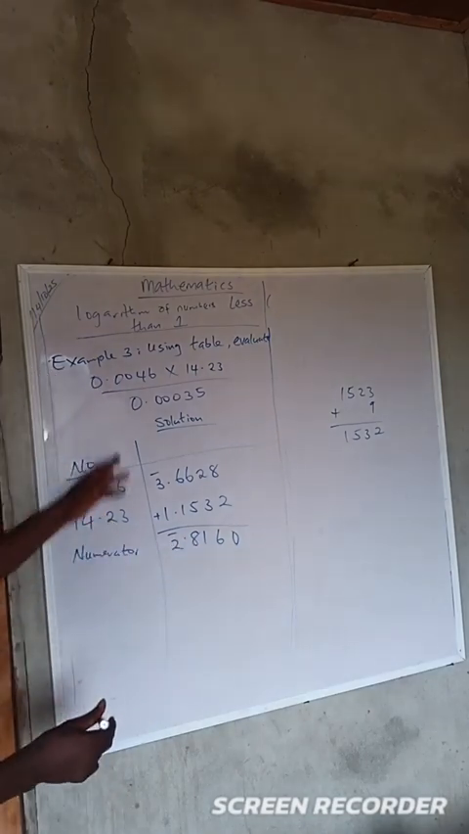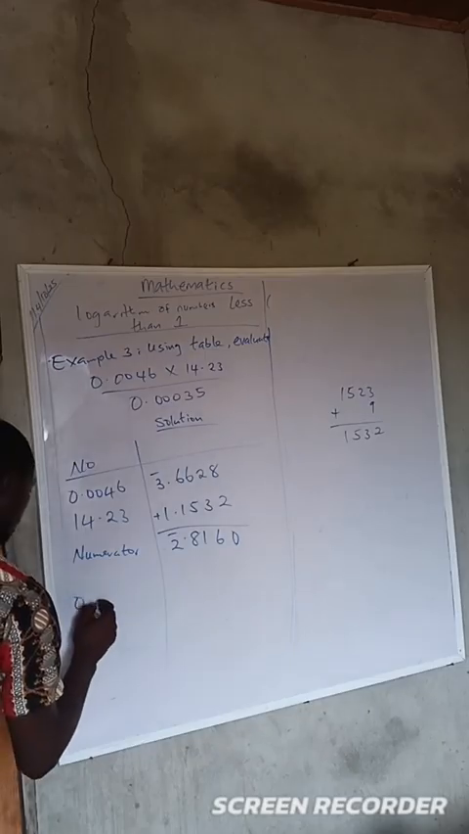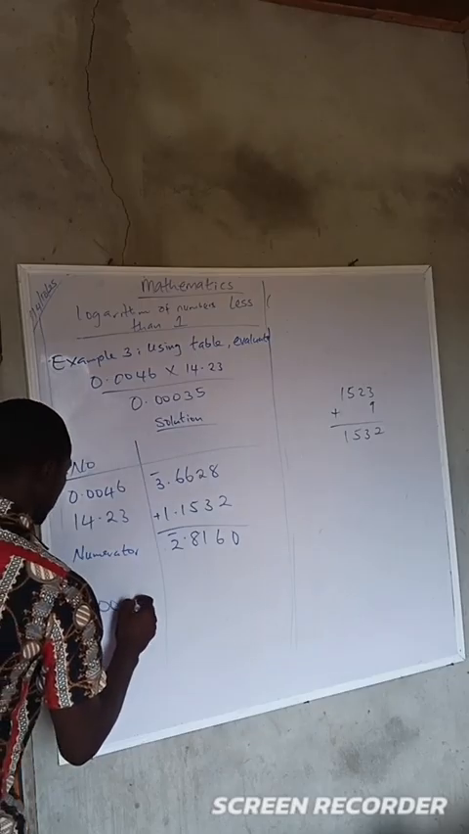Let's get the value of this denominator. So we have 0.00035.